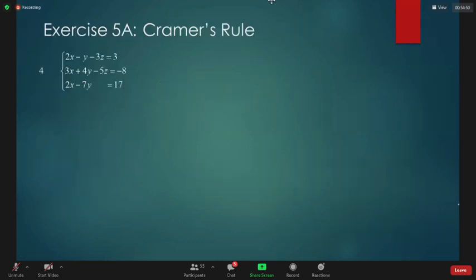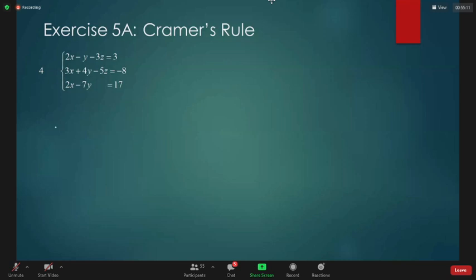So let's try Cramer's rule for this. This is exercise 4 from 5A from the lecture sheet, from the lecture file. So in fact, you can do them independently as well. Of course, I cannot do everything in class, but we can do some things.